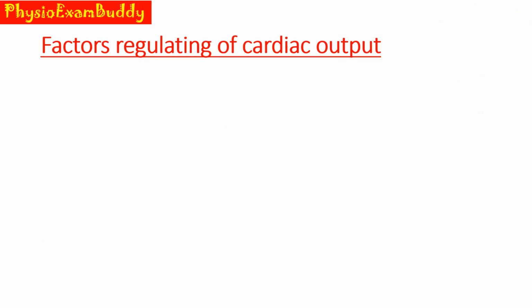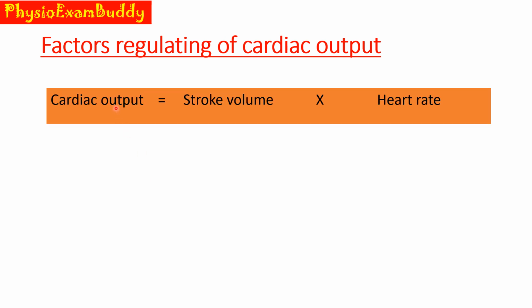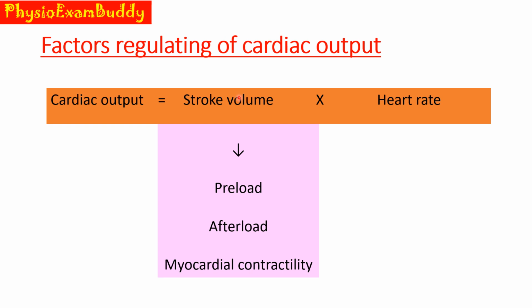Now we are moving on to the factors regulating cardiac output. So we have already seen that cardiac output is equal to stroke volume multiplied by the heart rate. So factors affecting cardiac output will be the factors affecting stroke volume, that is preload, afterload, myocardial contractility, and the factors affecting the heart rate, neural, chemical, physical. So the factors affecting stroke volume you can explain under these three headings and heart rate under these three headings.